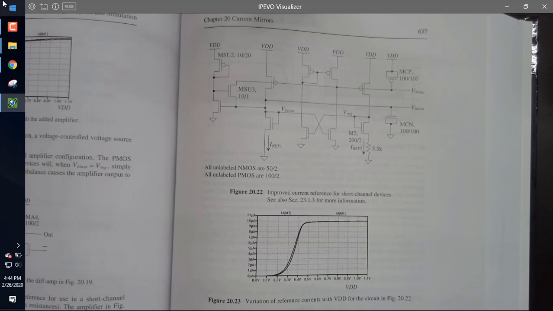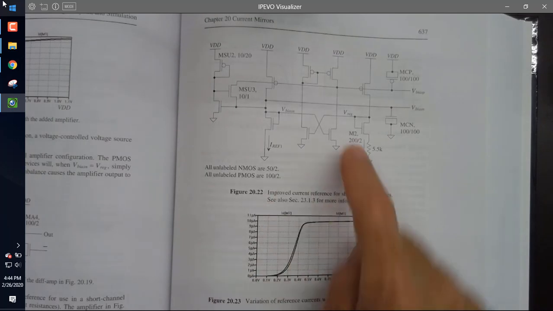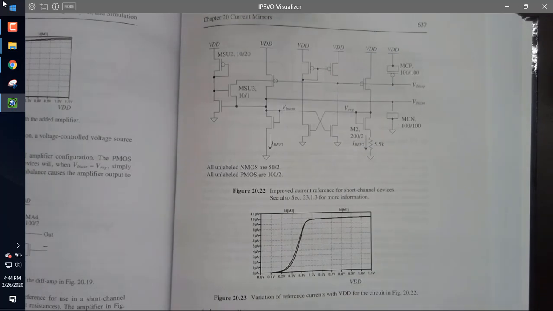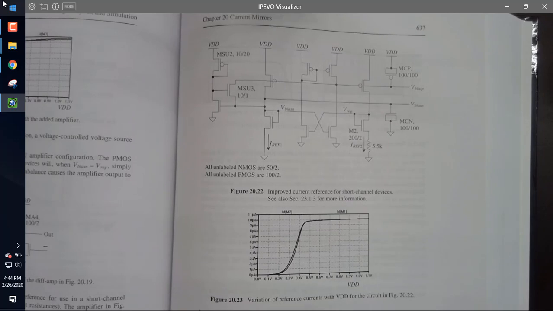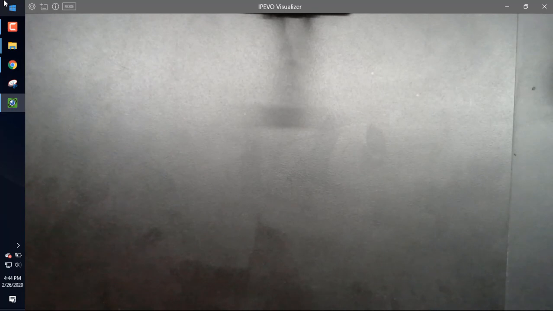Okay? So I'm going to pause, and I'm going to go over a couple things. We've covered how the currents change with VDD, but we haven't covered how they change with temperature. And I'm going to cover how adding this amplifier stabilizes the current. And then we're going to look at that for a wide swing current mirror with the V low and all that stuff.